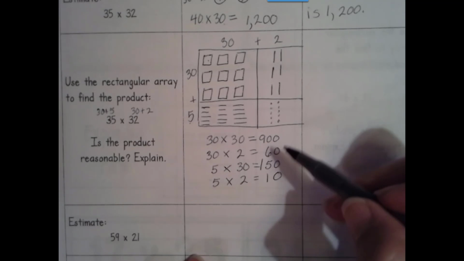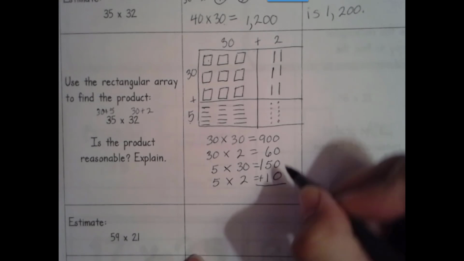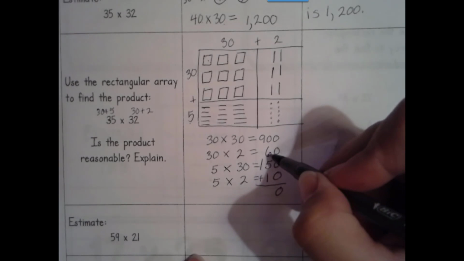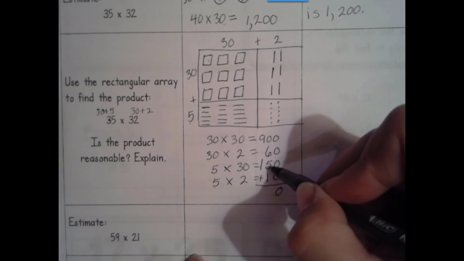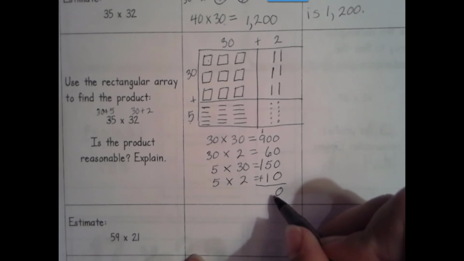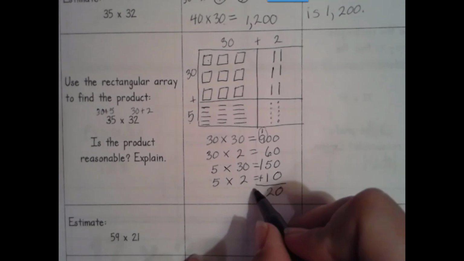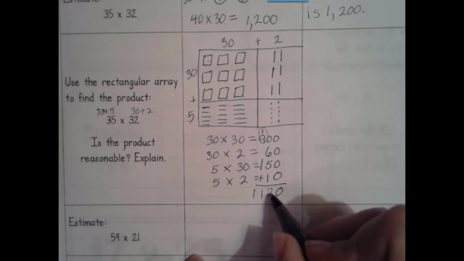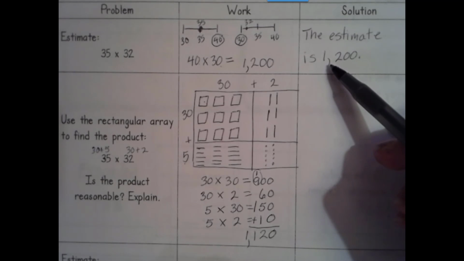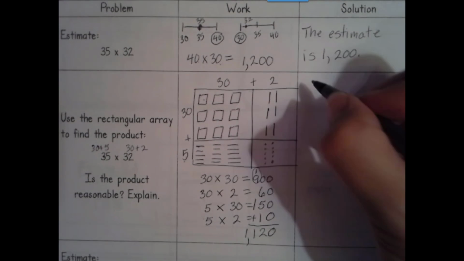Now, since mine are lined up from the ones, I can just add up these partial products. 0 plus 0 plus 0 plus 0. 0 plus 6 is 6, plus 5 is 11, plus 1 is 12. I regroup above. This makes it 10. 10 plus 1 is 11. 1, 2, 3, comma. Is that close to my estimate of 1,200? Yes, it's only 80 away. That's close, so it is reasonable.